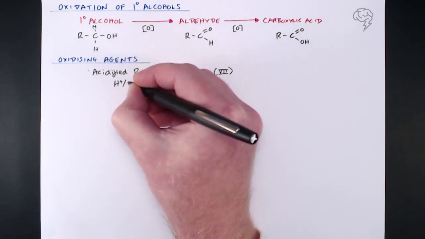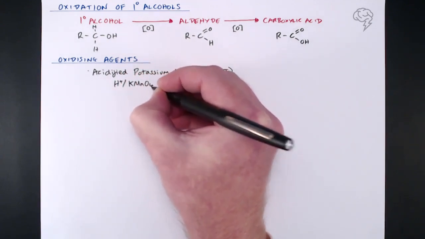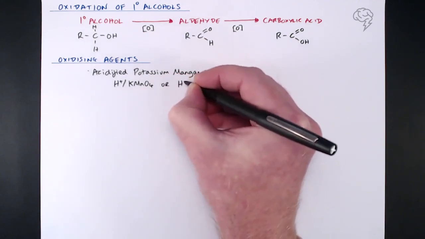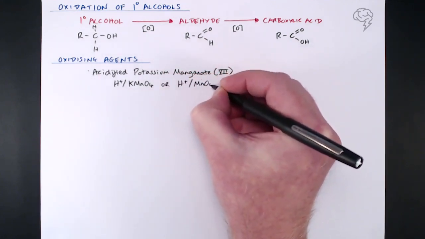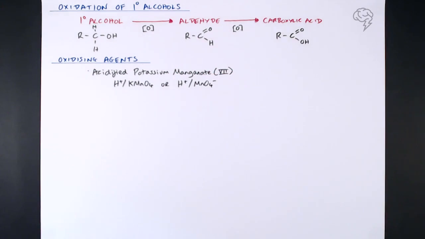That can be condensed down to H+ (that's our acidified bit) / KMnO4. That is our formula for potassium manganate(VII). Or we can say H+, MnO4-, which is the same thing. It's just that the potassium doesn't get involved, so we can just use the MnO4- ion as short for our acidified potassium manganate(VII). You can use either of those in an equation. I tend to use the two ions, H+, MnO4-, but that is our shorthand version for that oxidizing agent.